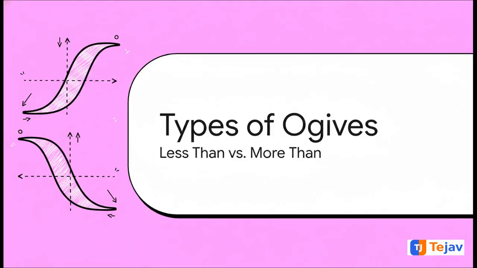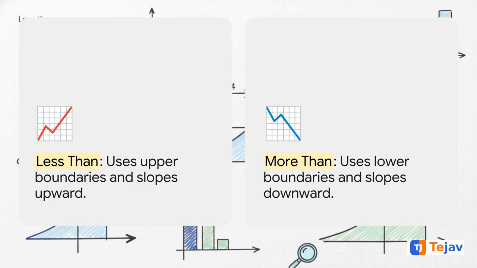All right, Section 3, 2 types of ogives. Less than versus more than. Ogives come in 2 distinct flavors. First up is the less than ogive. This uses upper class boundaries and it slopes upward, climbing the chart. On the flip side, we have the more than ogive. This uses the lower class boundaries and naturally, it slopes downward. The whole trick here is just knowing which boundary you need and which direction your curve is supposed to flow.